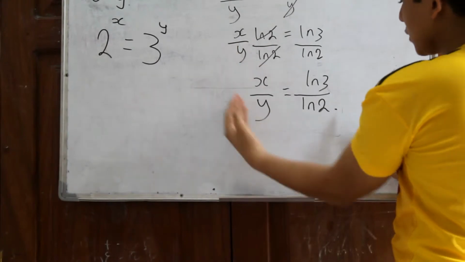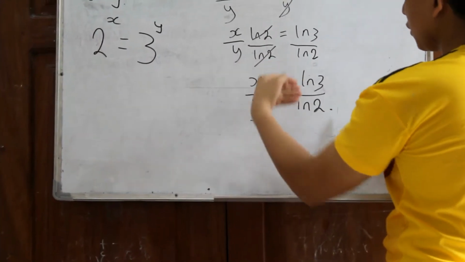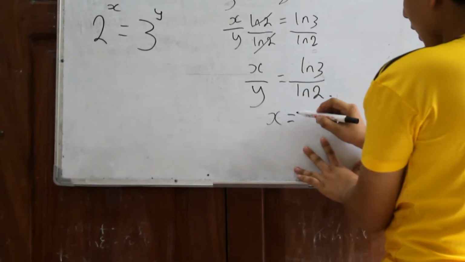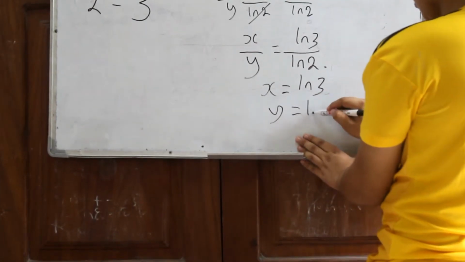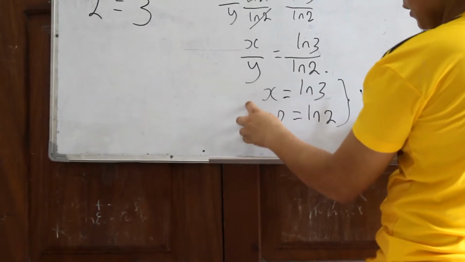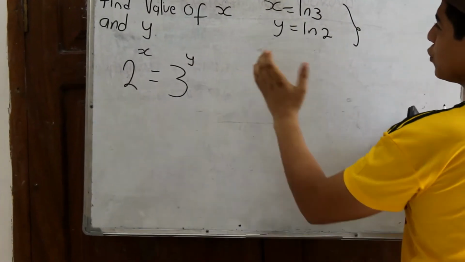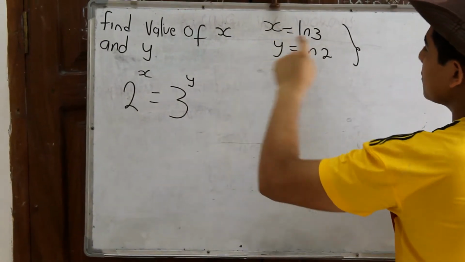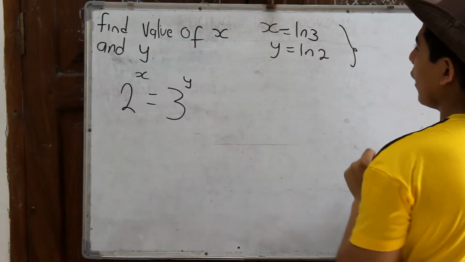Okay? Now by just looking at our equation, we have 2 ratios. If x over y is equal to ln of 3 over ln of 2, means that x has to be equal to ln of 3, and that y has to be equal to ln of 2. And what we're going to do is prove this one in our equation to see if it really works. Okay, and now we're going to prove that if I have 2 power x, meaning 2 power ln of 3, is equal to 3 power y, which is ln of 2, okay?